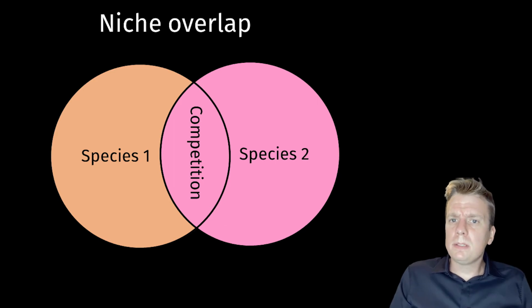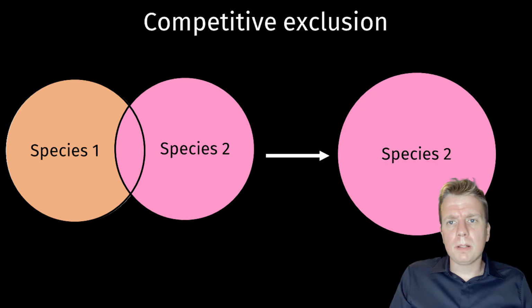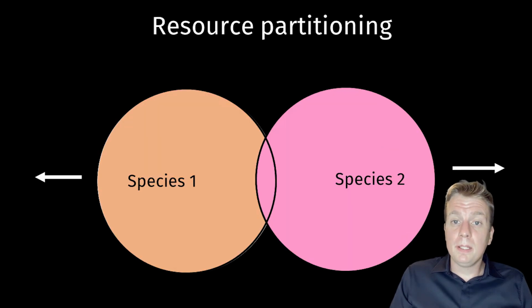How are interspecific conflicts resolved? There are two possible outcomes. The first is called competitive exclusion, when two species that live in the same area compete for the same resource and one species outcompetes the other, causing that second species to go locally extinct. The other possible outcome is that both species alter their use of the resource to be able to share that resource. This is called resource partitioning.